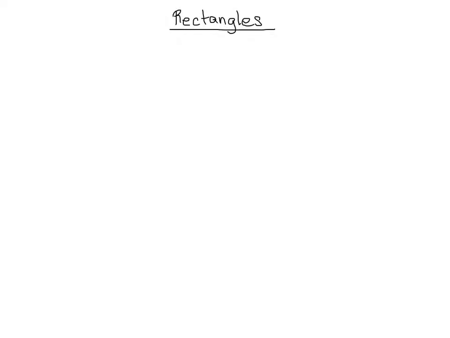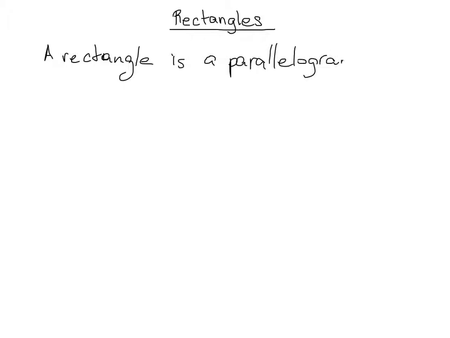In this video, we're going to be looking at the definition and the properties of a rectangle, and we're going to use those properties in order for us to figure out whether or not a given example is a rectangle. So a rectangle, I'll write this down, a rectangle is a parallelogram with 4 right angles.